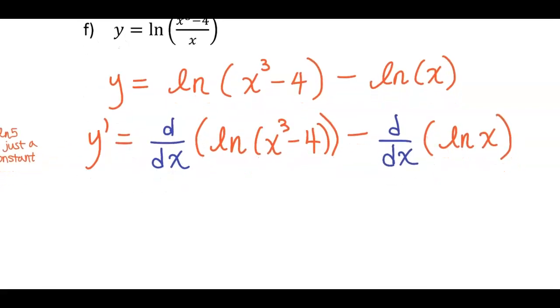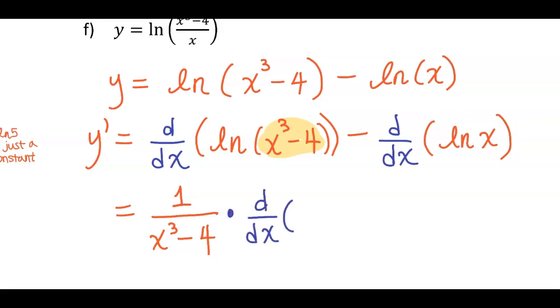All right, the first part we're going to need to use the chain rule. So what is the argument? It is x cubed minus 4. So I will need to first write down 1 over x cubed minus 4, right? And then I will multiply this by the derivative of x cubed minus 4. So that's it for the first, okay?